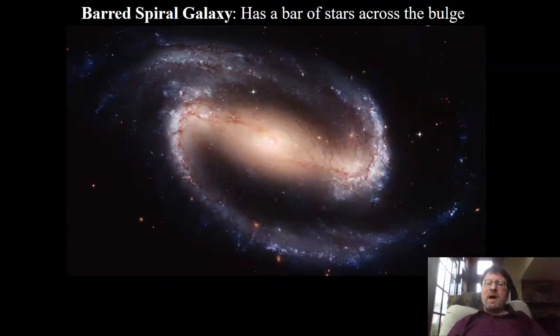Okay, so among the spirals, there's a subcategory of barred spirals, and you can see why they're called this. Here's a bar that's going across the central bulge, and so you go outwards a ways along a straight line before the arm then begins to unwind. This is a two-armed barred spiral in this particular case.